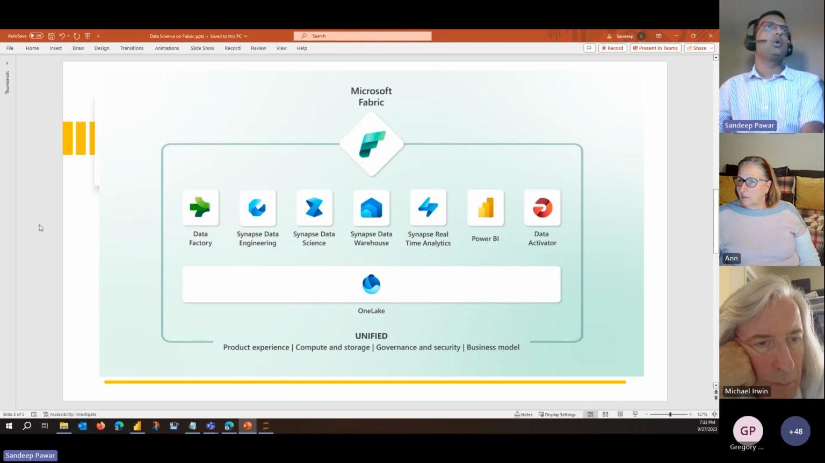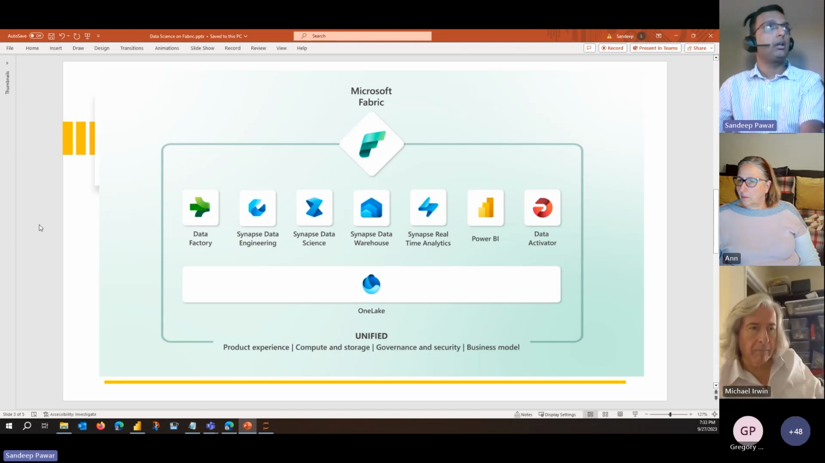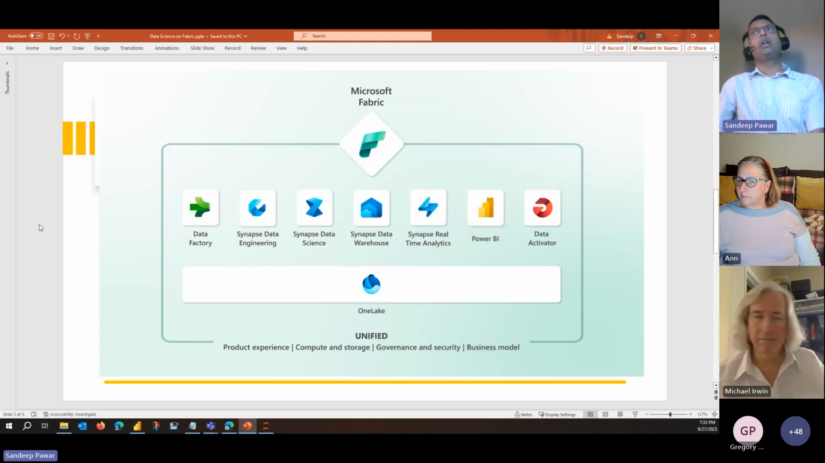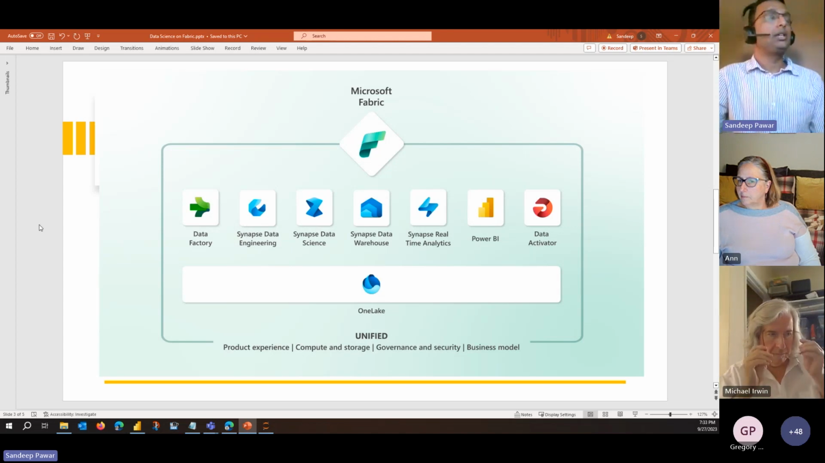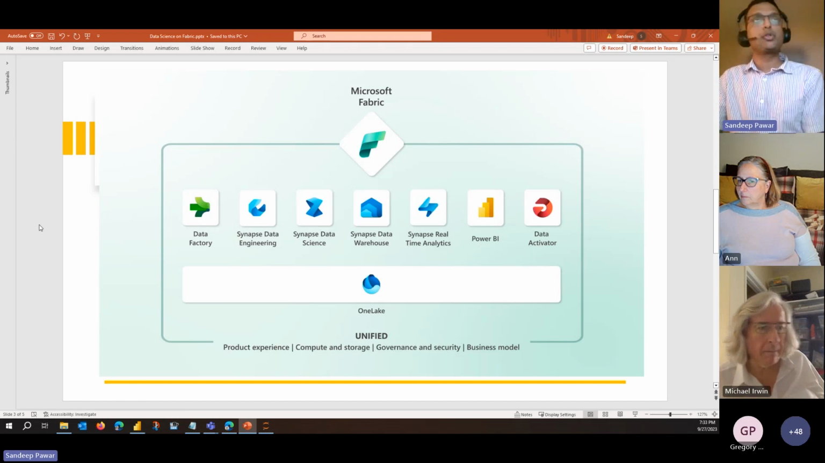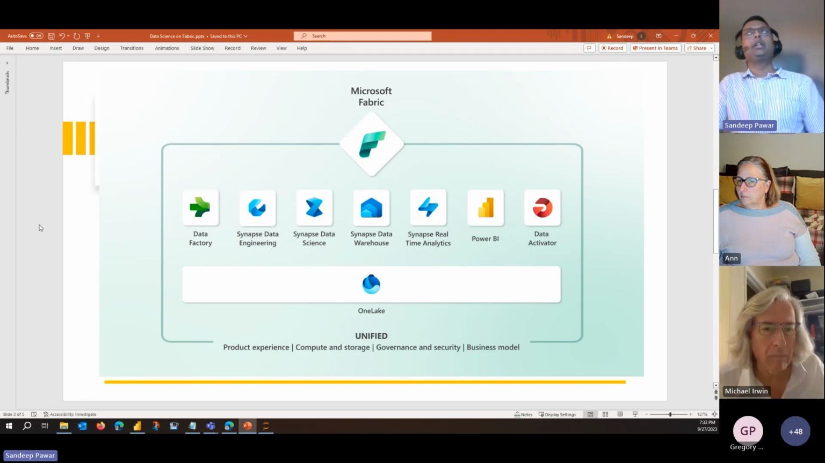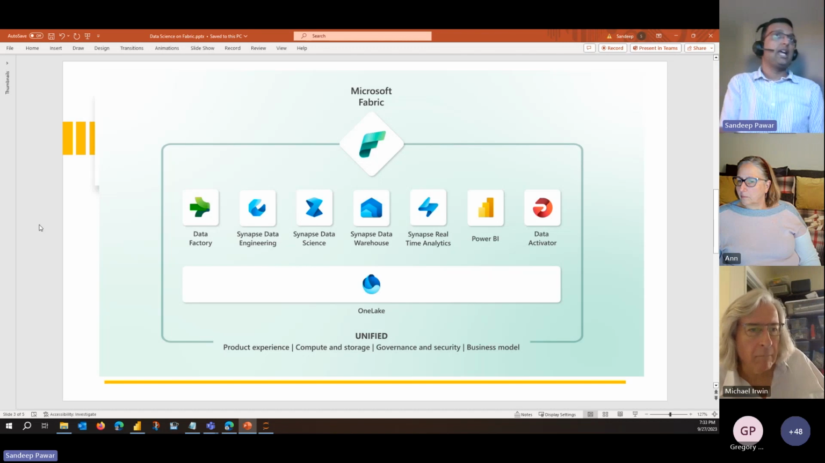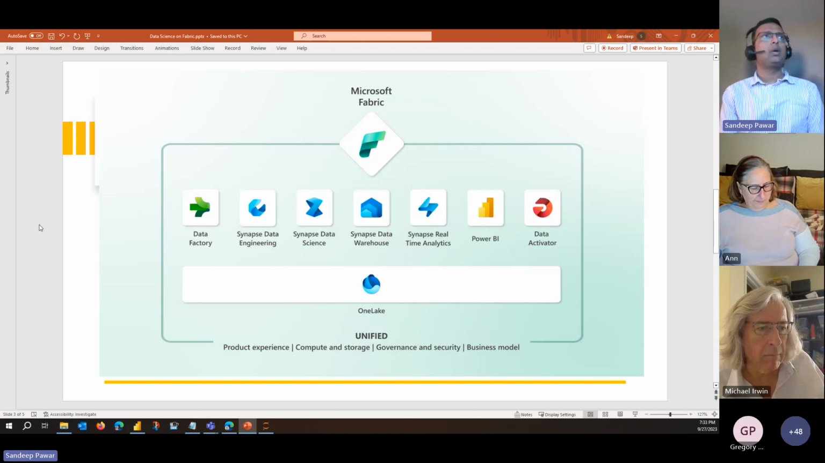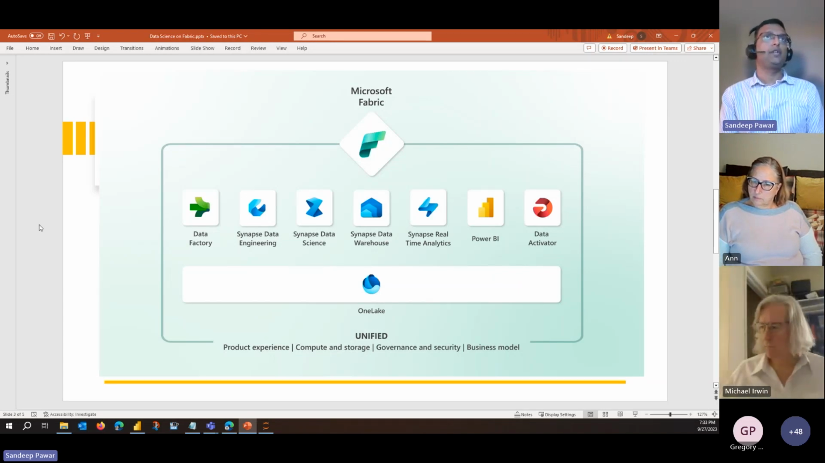What customers are looking for is a solution. They don't care how you get there. Obviously, yes, they care how you get there, but they would like you to get there in the most cost effective manner, as fast as you can, and without having to build a lot of different custom solutions, which is exactly where Microsoft Fabric fits in.